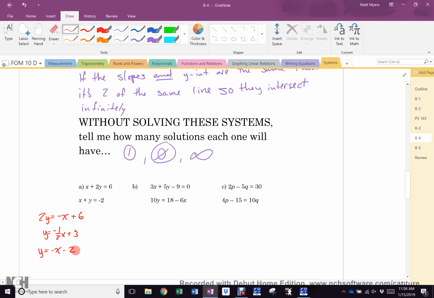Do they share a slope? No. As soon as you say they have different slopes, how many solutions will they have? 1. Because if they have different slopes, they have to cross somewhere in the universe. 1. Let's do B. Isolate y.